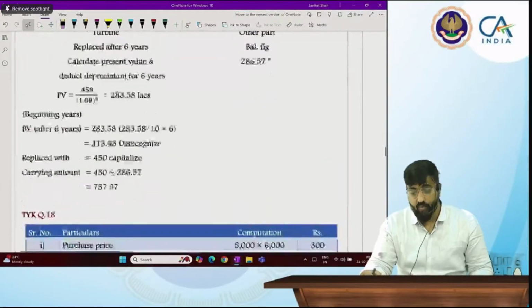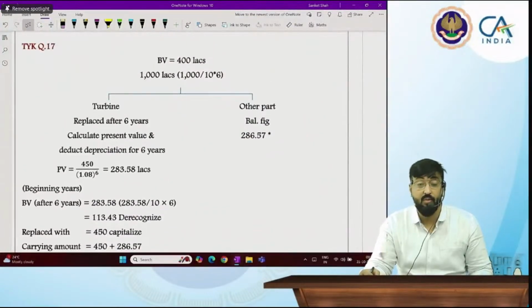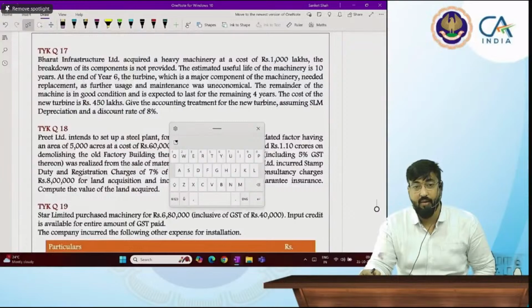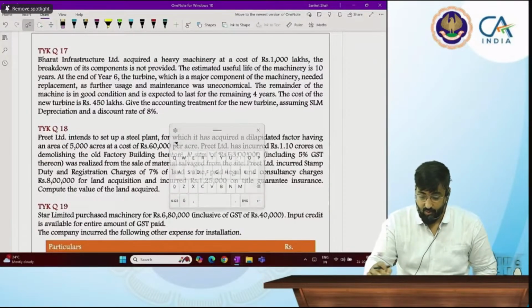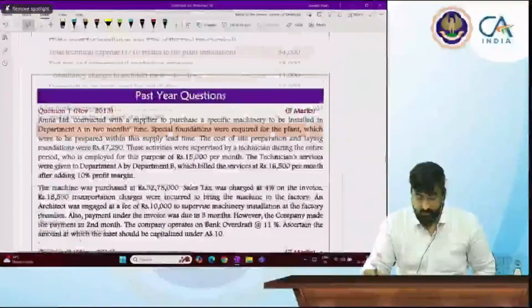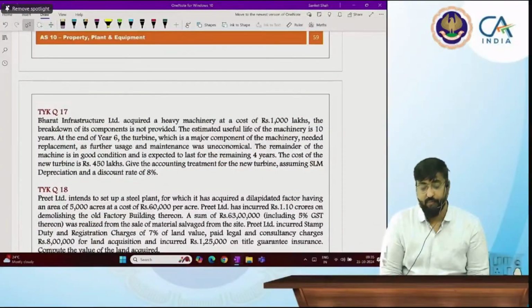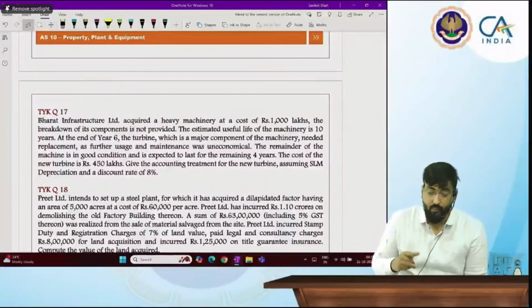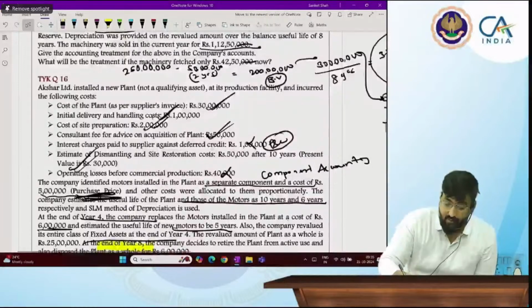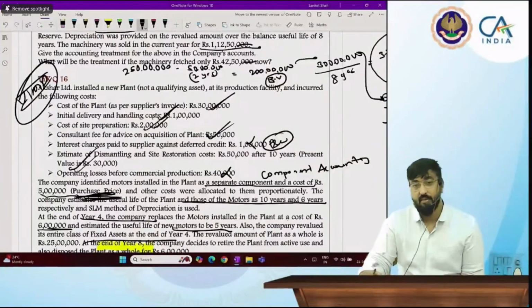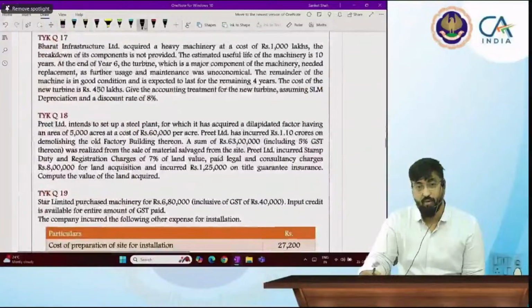Now one more time you solve this question. I will take question 17 as the last question, or 18 and 19 we will take in the next session. Okay. Bharat Infrastructure, question 16 is a very important question. Treat 16 as VIMP, this is a must question. Try this again. I will give you the solution, so don't worry.